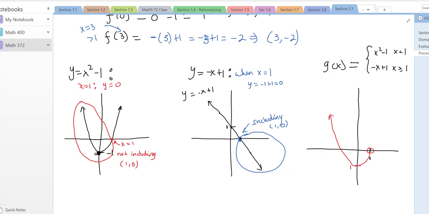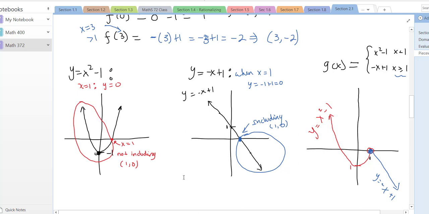Then I go and draw my other piece. When x is greater than or equal to 1, we're going to use the blue portion that I circled here from the graph of negative x plus 1. But notice that the point happens to match up, so I'm going to come to that open circle and fill it in. And then we're going to continue the graph. So this is y equals negative x plus 1, and this one is y equals x squared minus 1. Together, those two pieces make the new function. And that is graphing a piecewise function.